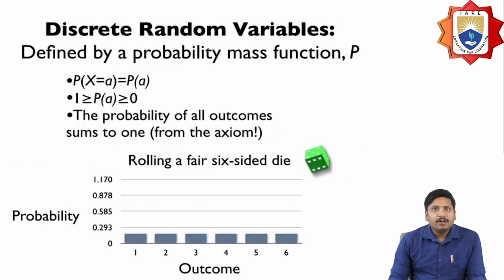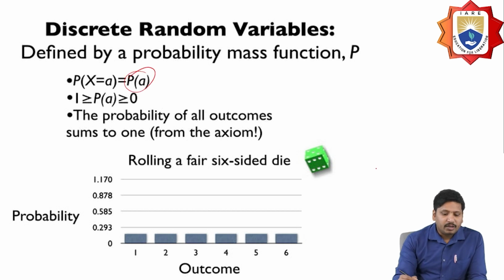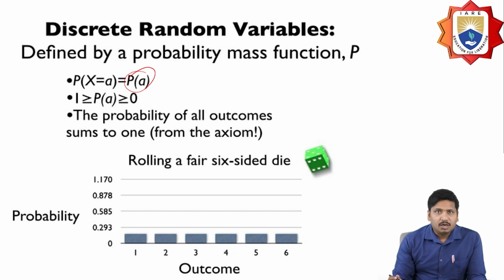The discrete random variable is going to be defined by the probability mass function, which is defined by probability of x equal to a. I can write it as p of a. And here this p of a should lie between 0 and 1, and the probabilities of all outcomes should sum to 1.